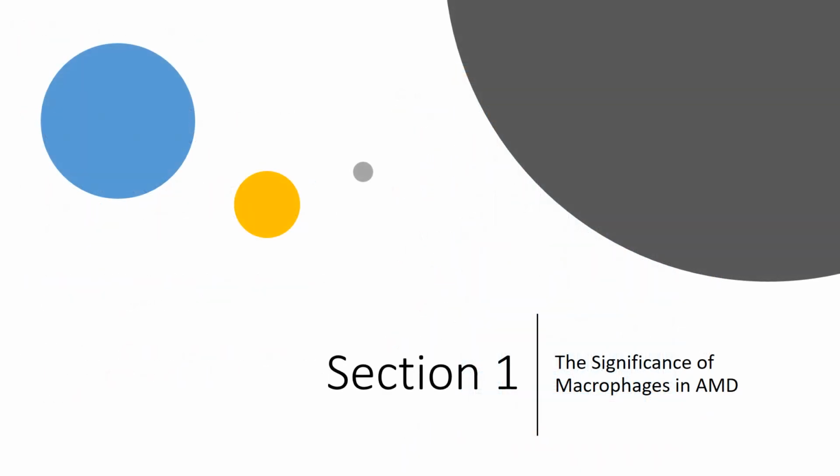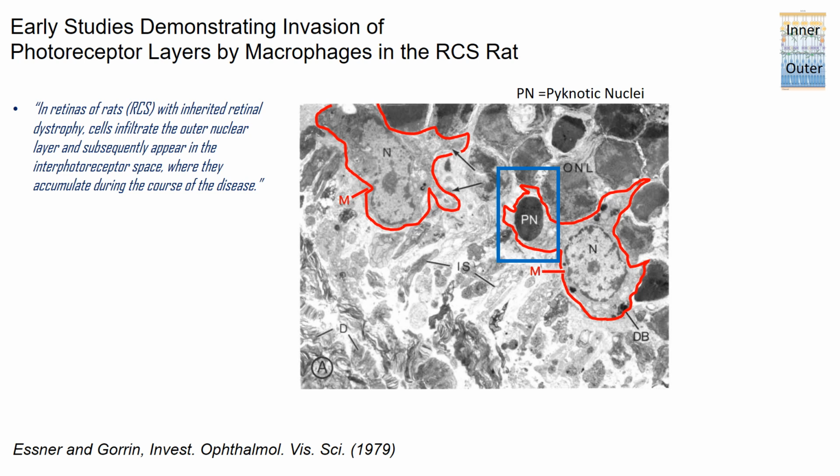So let us proceed to section 1, the significance of macrophages in AMD. Macrophage involvement in retinal degeneration was actually appreciated quite early. In fact, in the 1970s, here shown in the Rcs rat model of inherited retinal dystrophy, demonstrating the invasion of macrophages in the outer retinal layers where they're not normally residing. One can see from these micrographs that the macrophages are enveloping pycnotic nuclei, suggesting indeed that these macrophages are phagocytosing dead and dying cells.